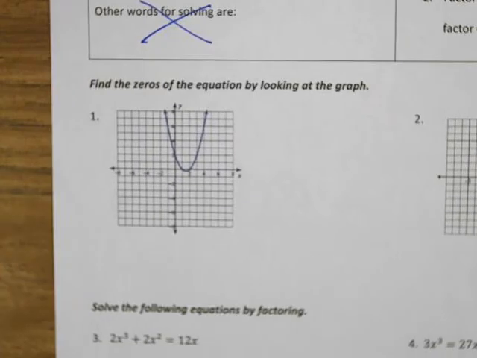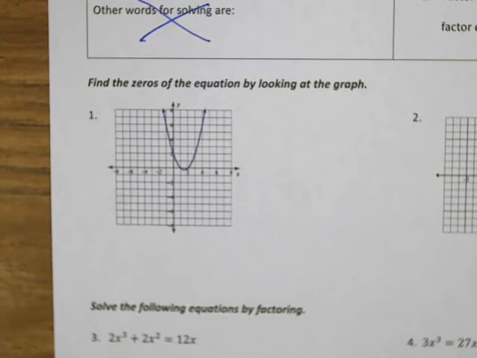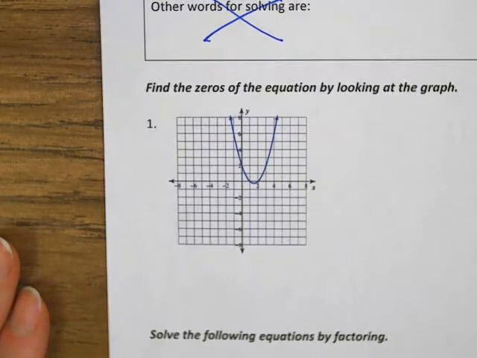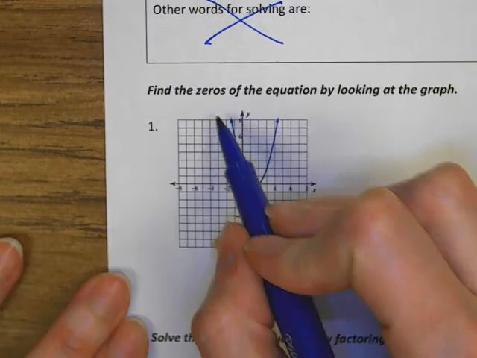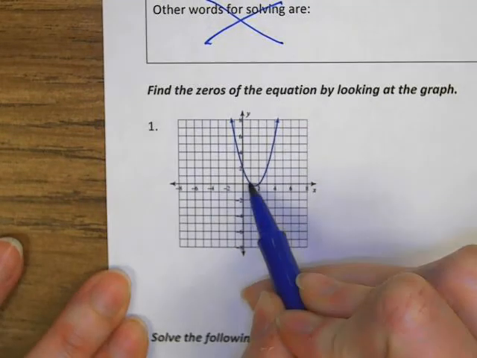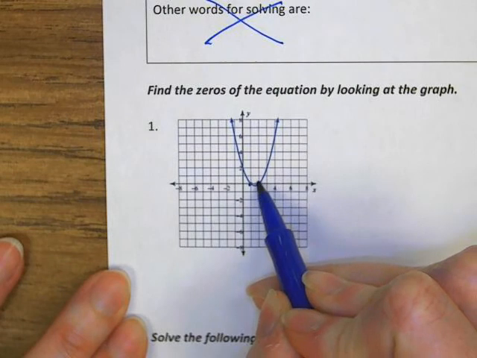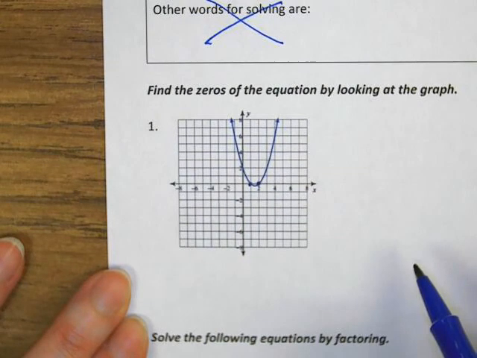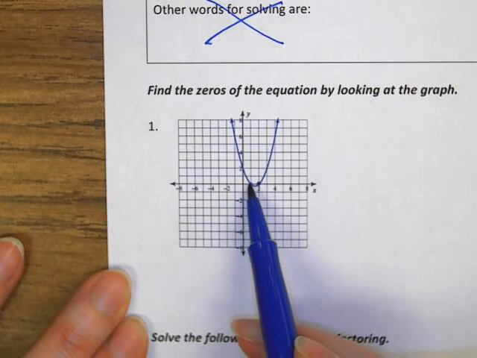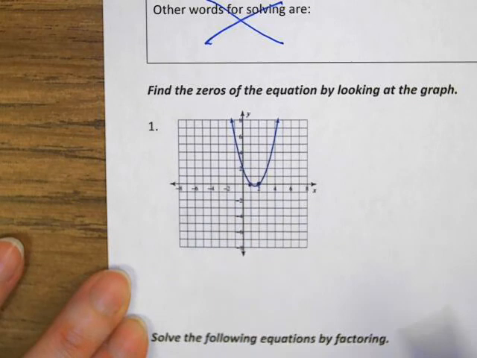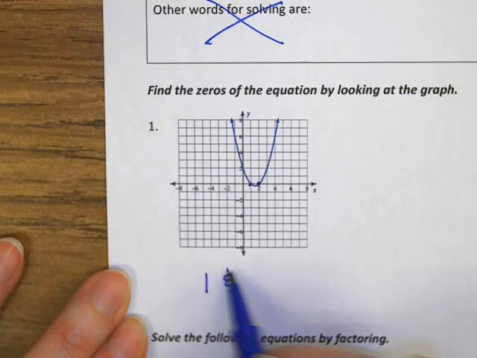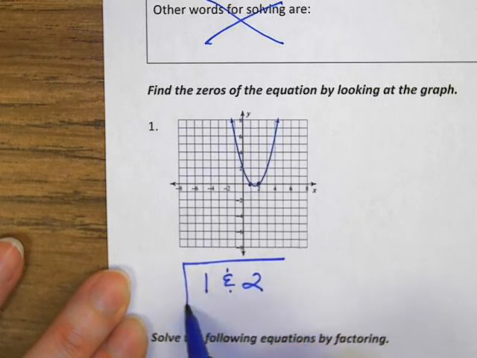Okay, so method 1 was solving by looking at a graph. And remember, these are the ones that were really easy. You want to find the spots where the graph hits the x-axis. So look at number 1. It looks like the graph hits the x-axis right here and right here. And what are those x values? Well, this one's at 1 and this one's at 2. So the zeros, the solutions, are at 1 and 2.